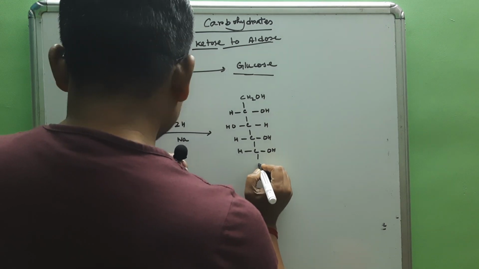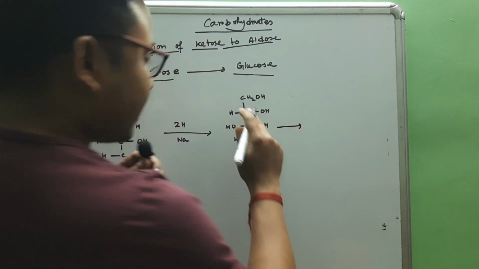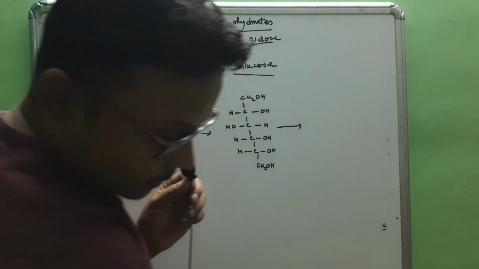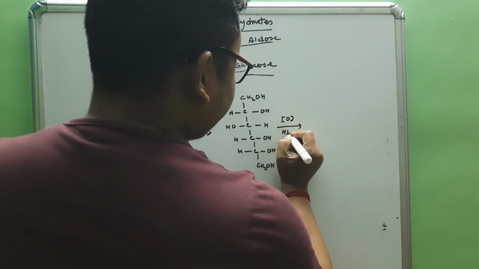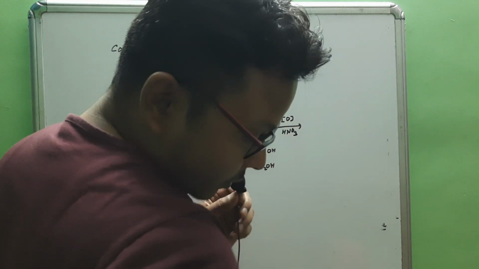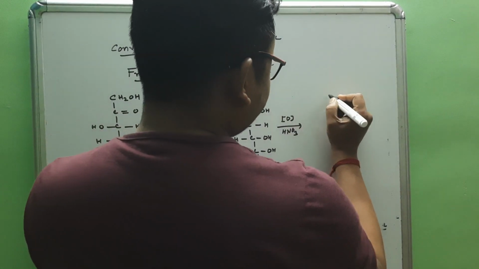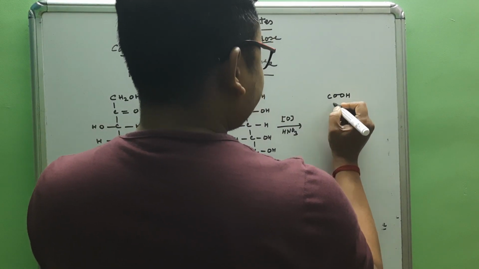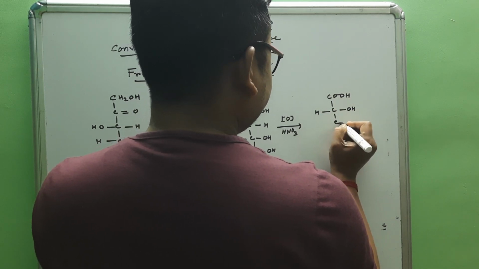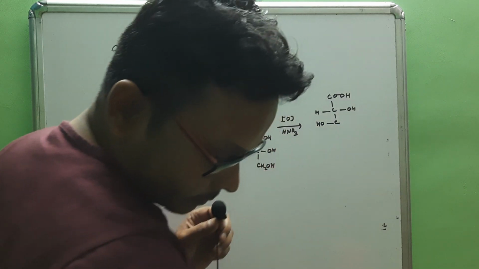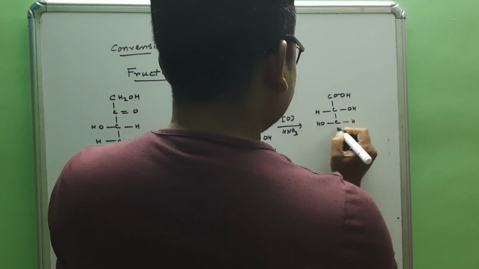So it is a key step where the keto functional group becomes alcoholic. Then oxidize it in the presence of nitric acid, and when you oxidize it, the first carbon atom becomes the carboxylic carbon.